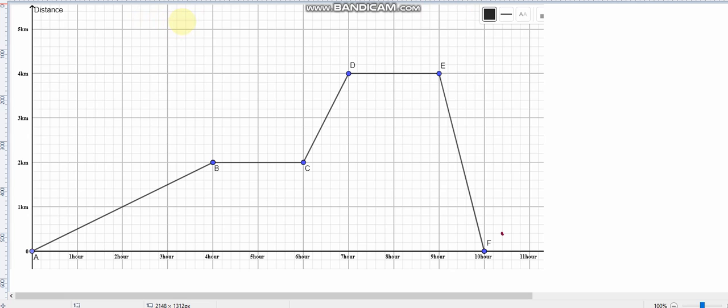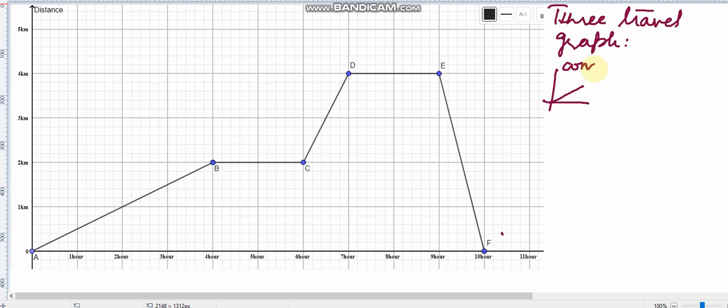Right now, we will be working with this graph, and before that, we will be reinforcing some travel graphs which we have previously studied in the last classes. As you know, we have a total of three travel graphs which you should remember. That is number one. This shows what? Constant speed.